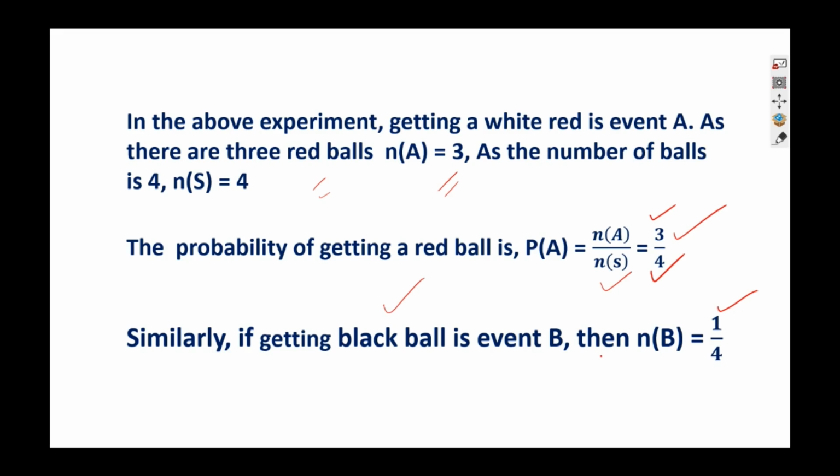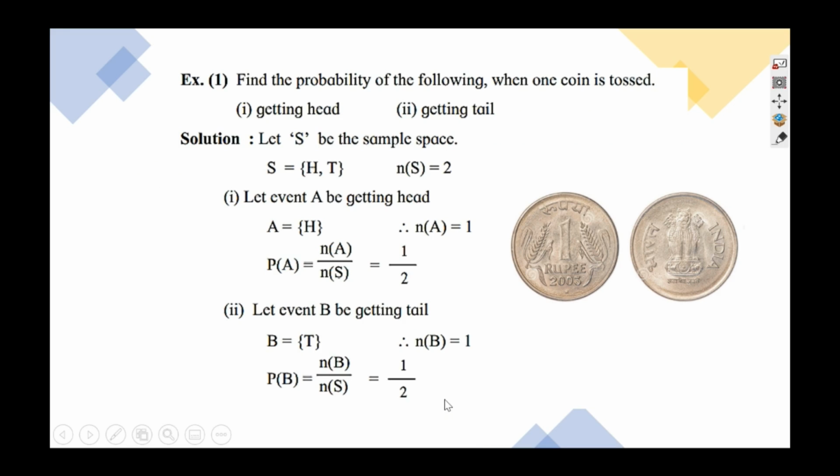Learning the formula is not a tough job. Understanding the concept requires that there is 3 upon 4 probability of getting a red ball and 1 upon 4 probability of getting a black ball. This is our conclusion. Let us go ahead. A little more we will feel comfortable and understand when we do it practically.